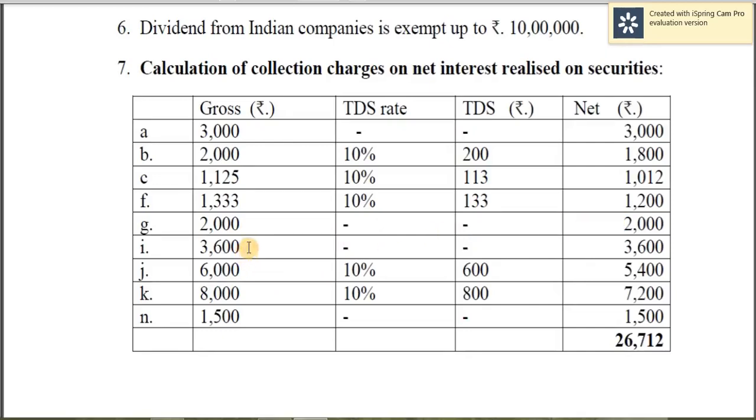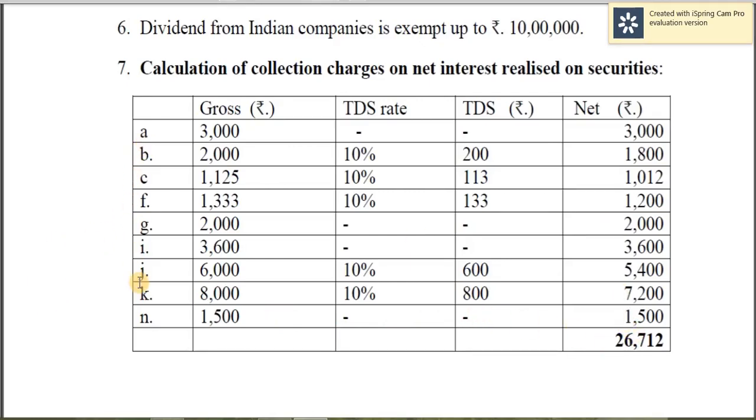Here 3,600, point number I. So no TDS amount. So gross amount is also 3,600. 6,000, 10% TDS, amount is 600, so net amount is 5,400. So next one, 8,000, 10% TDS rate, amount is 800, so net amount is 7,200. So 1,500 and no TDS amount, so 1,500.